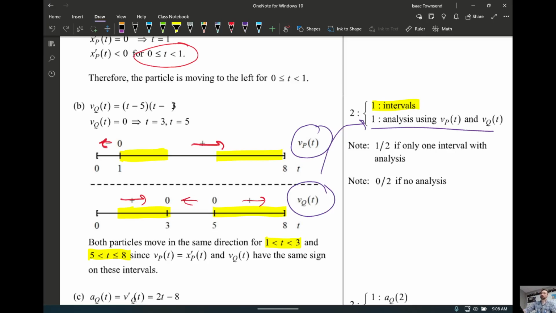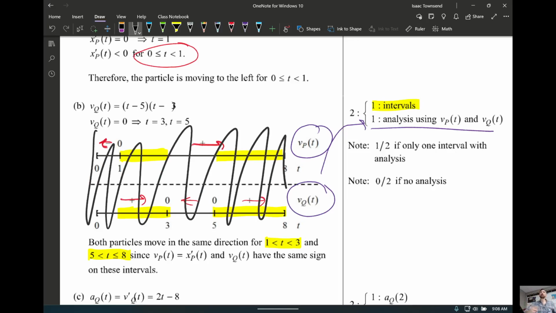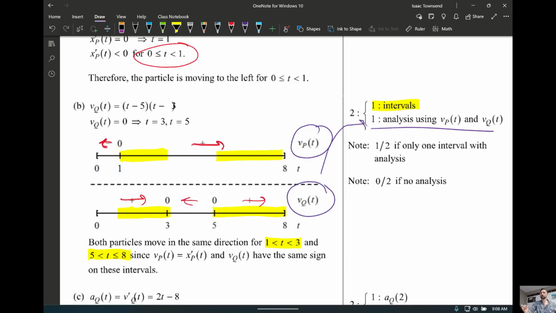What did you say about velocity in your answer? I didn't say anything about it. I said both travel to the right from 1 to 3, 5 to 8. Okay, based off what I've done, that would get you the first point, not the second point, because you're not saying why, unless you showed why you thought that. But again, it doesn't even have to be this. You don't have to do a line chart. It's just that this line chart organizes the information greatly.